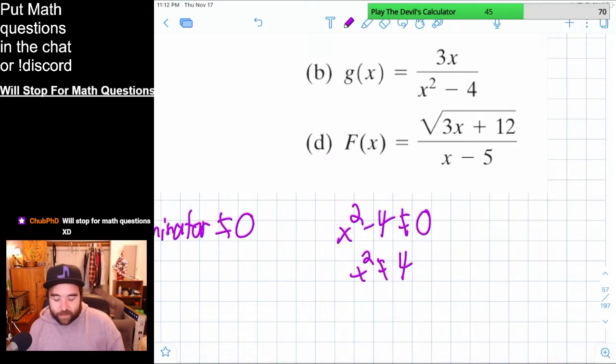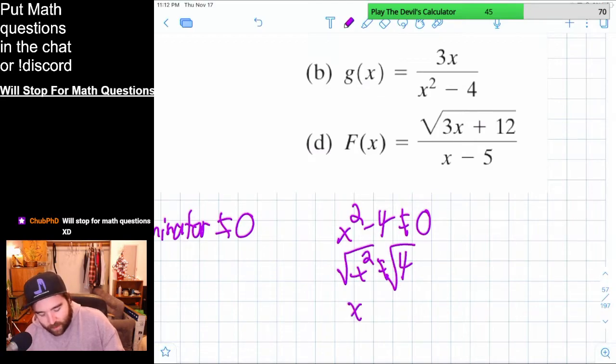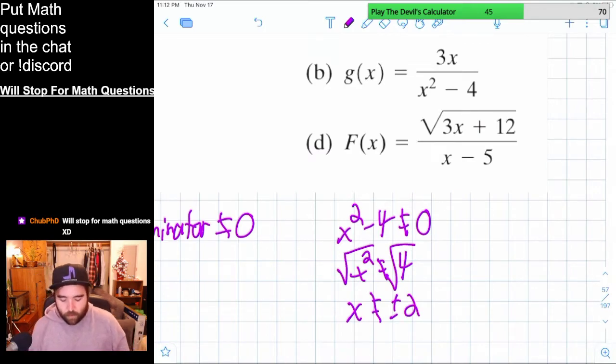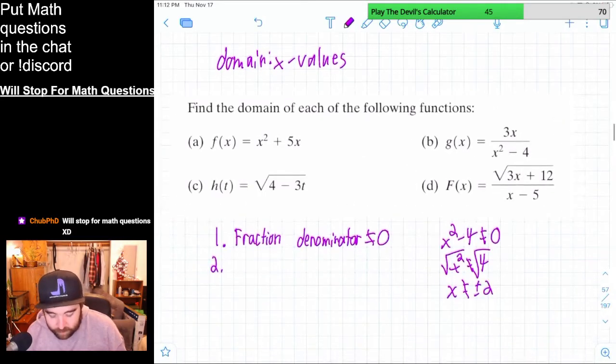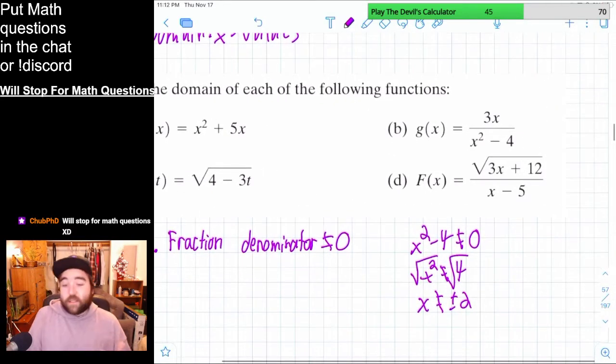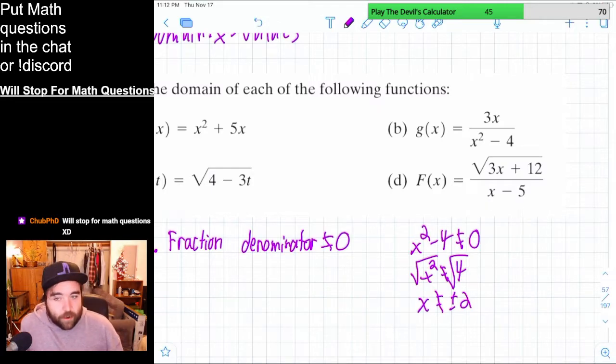So we're going to have that x squared is not equal to 4. And we're going to square root both sides. And x is plus or minus, or I should say is not plus or minus 2. And so see what we've done. We've looked at what x is not allowed to be. X is not allowed to be 2 or negative 2. Because if we plug that in for x in the g function up there, we'll get 0 in the denominator. And that is not okay.